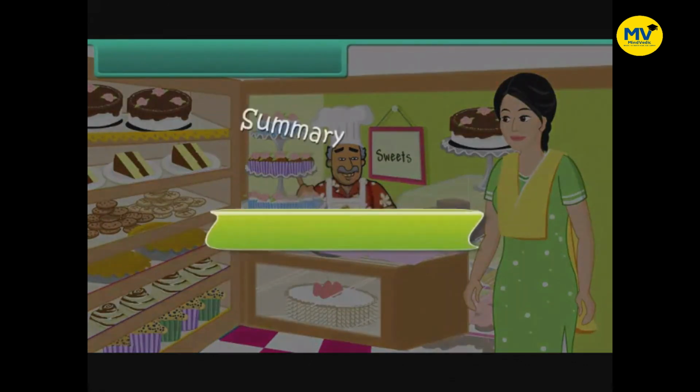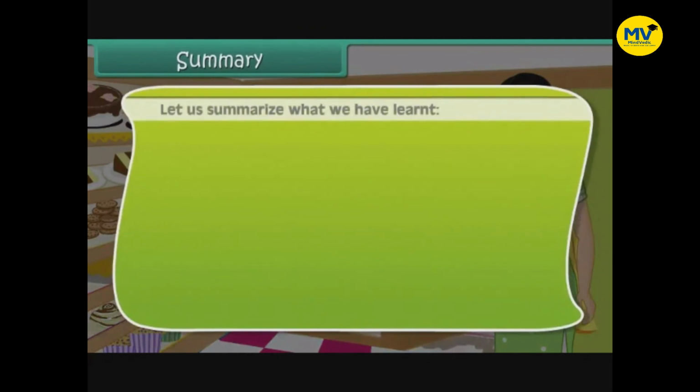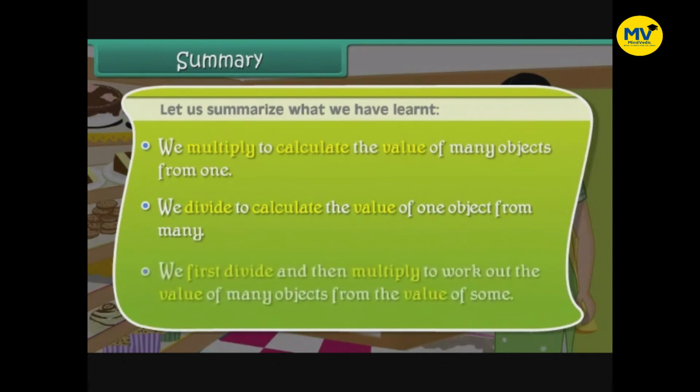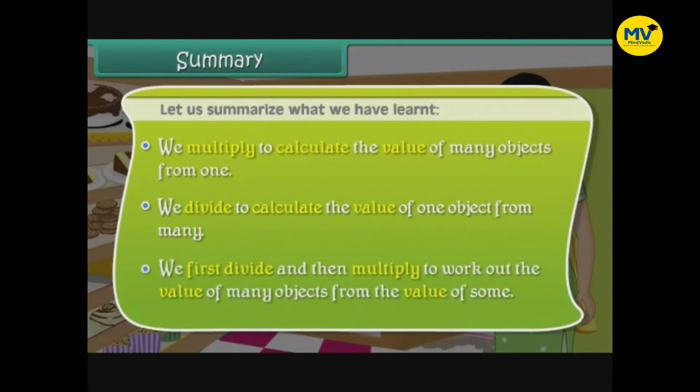Summary. Let us summarize what we have learnt. We multiply to calculate the value of many objects from the value of 1. We first divide and then multiply to work out the value of many objects from the value of some.